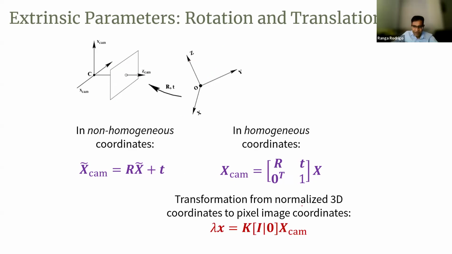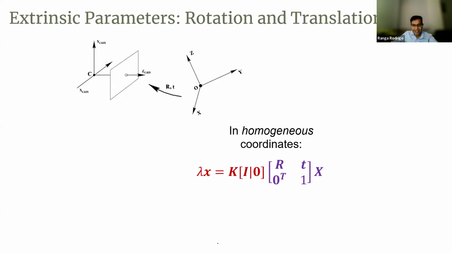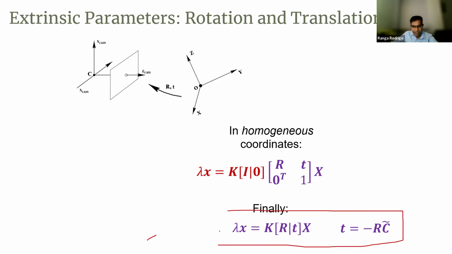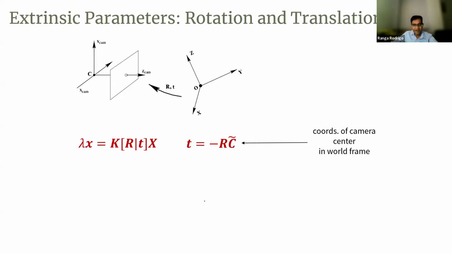Now, the transformation from normalized 3D coordinates to pixel image coordinates will be in this form. So now when the 3D coordinate is specified in terms of the camera coordinate system, you can write K times x cam. And now you know this x cam can be replaced by [R T; 0 1] X, like so. We replace that. And then finally, you have lambda x equals K [R | T] X, where T is equal to minus RC. This is extremely important to remember: this is the perspective imaging geometry equation. Yeah, this one.